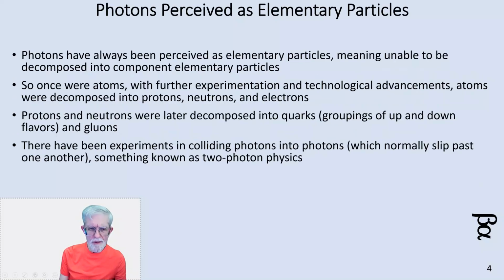So photons have always been perceived as elementary particles, meaning you can't decompose them into other things. At one time, atoms were thought to be that. And then we found out about protons and neutrons and electrons. And then we found out you can break a proton or a neutron apart and you can get quarks. You can get groups of up or down quarks in various flavors. And then you found that the quarks like to be stuck together into these groupings, and the things that glue those together are gluons.